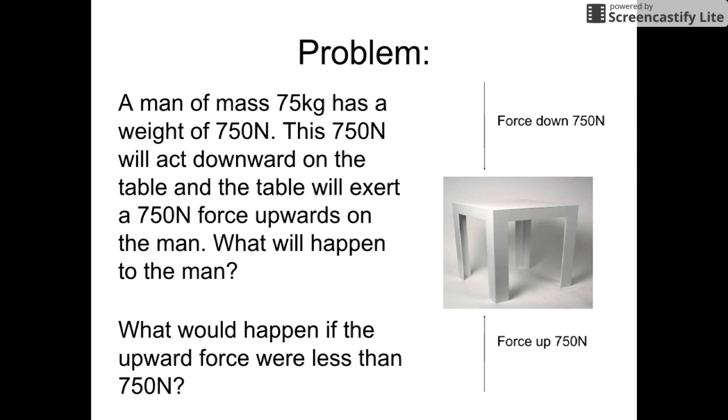Now, what if that same person happens to sit down on a table that provides less than 750 newtons of upward force? Well, hopefully you realize that less than 750 is not equal to 750, which means there will be a change in the motion. So instead of sitting on that table and not moving, that table will break and the person will fall to the floor.